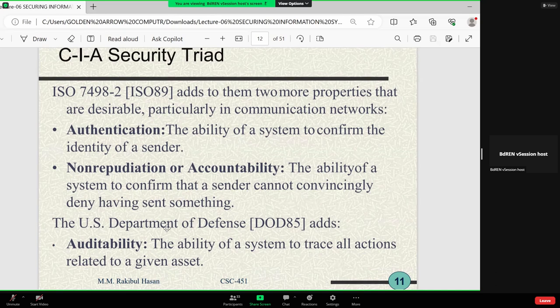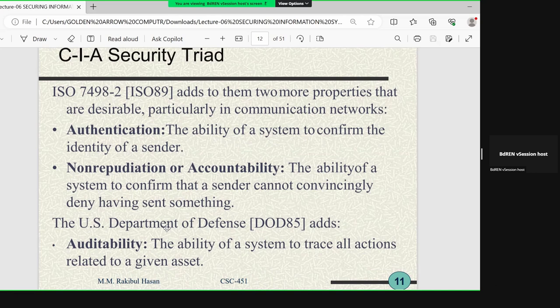Then what is basically non-repudiation? Non-repudiation means nothing but accountability. And what is accountability? Do you have any idea what accountability means?